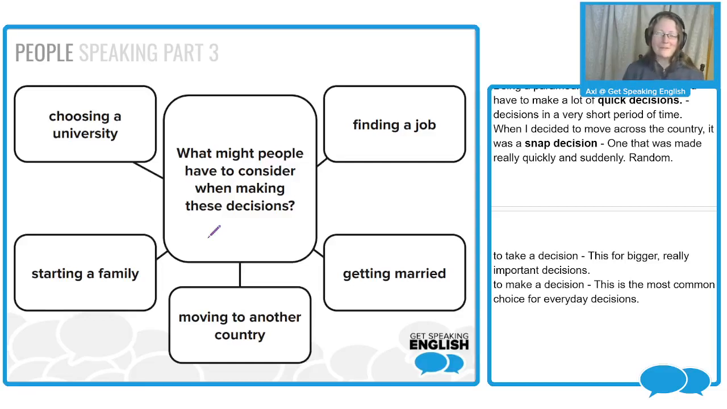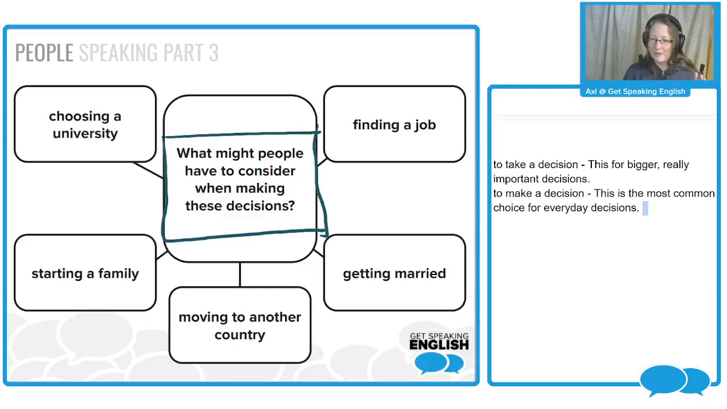So, all right. So let's look here. Right. So here's the question again. Bigger. So hopefully you can see it bigger. So again, right. So what might people have to consider when making these decisions? All right. So let's actually just maybe really quickly brainstorm some vocabulary for talking about this question. Vocabulary. Because there's a couple forms that we might talk about here, right?